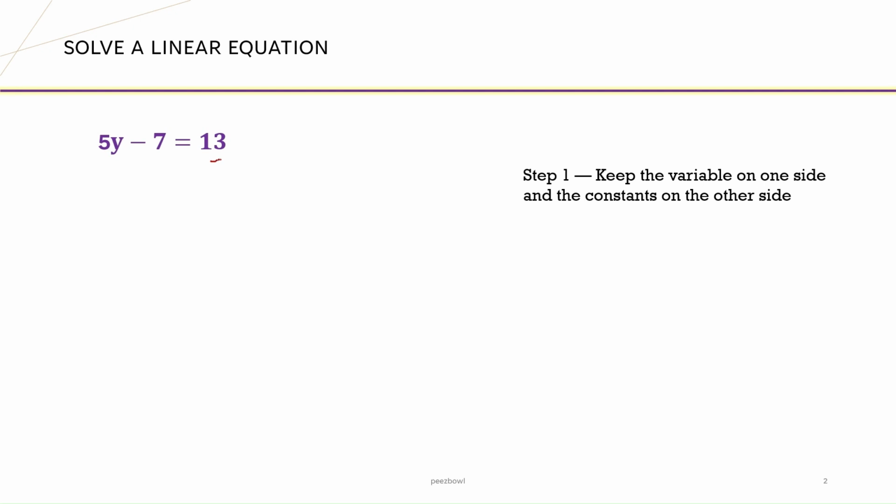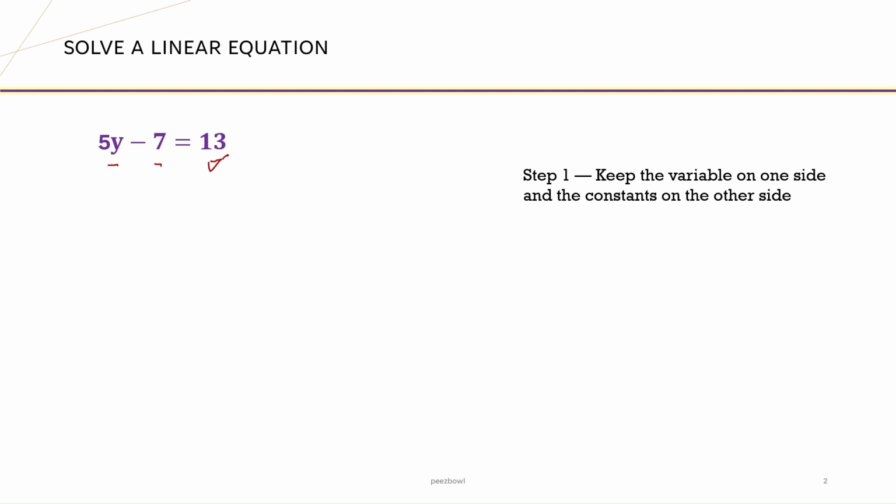Our goal is to keep all the variables on one side of the equation and all the constants on the other side of the equation. In this equation, on the left hand side, we have the variable term 5y and constant 7 is subtracted from it. And on the right hand side we have the constant 13.